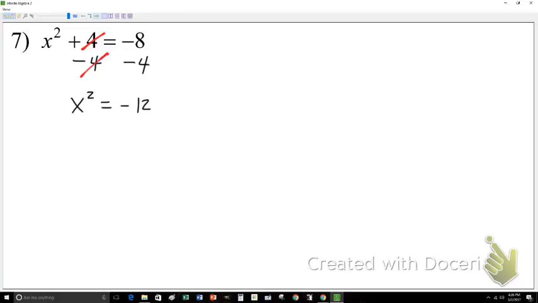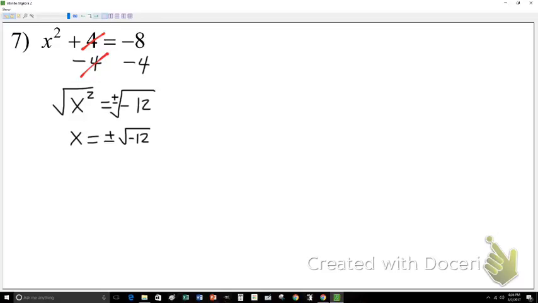Now we can go ahead and get rid of the square that's on the x by taking the square root of it. We'll take the square root of the negative 12 as well. Don't forget to add a plus and a minus. The square root is going to get rid of the square on the x, so we just have x is equal to plus or minus the square root of negative 12.